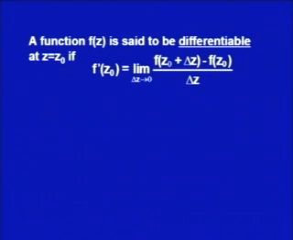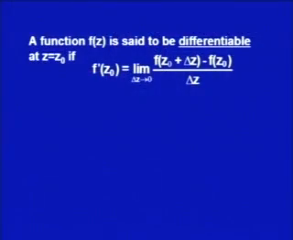After defining limit and continuity of a complex variable function, we are now in a position to define differentiability of a complex variable function f(z). A function f(z) is said to be differentiable at z equal to z naught if limit of the expression f(z naught plus delta z) minus f(z naught) divided by delta z as delta z tending to 0 exists, and then we say this limit is f dash of z naught, or derivative of f at z naught.